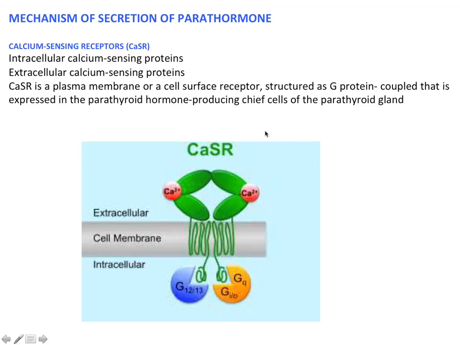Now the mechanism of secretion of parathormone. So here you can see how the parathormone or PTH is secreted out from the chief cells. So actually chief cell contains a receptor that is called calcium ion sensing receptor. This is a surface receptor, a kind of G protein coupled receptor. So it works on the availability or unavailability of the calcium ion in the body. So here you can see the structure of CASR, that is calcium ion sensing receptor.